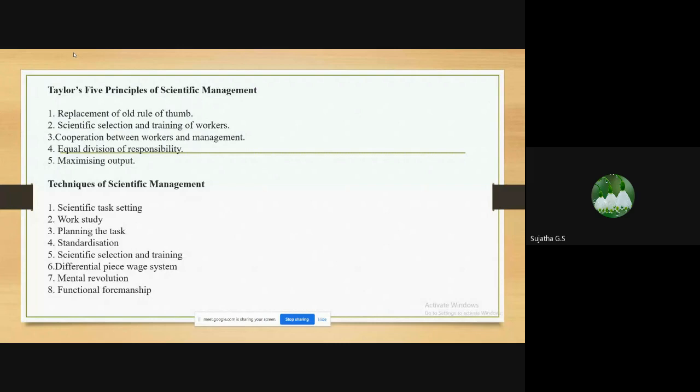Workers feel that the management exploits them. On the other hand, management feels that the workers are not sincere. So to avoid this, Taylor suggested the mental revolution. Then the technique of scientific functional foremanship. In this system, each worker is controlled by several specialist foremen. For example, the speed of the work is supervised by the speed boss. Then another is connected with repair, and the worker is controlled by several specialist foremen.